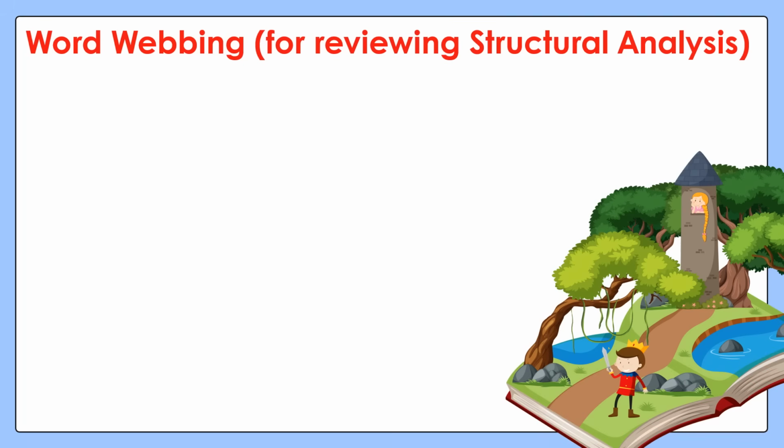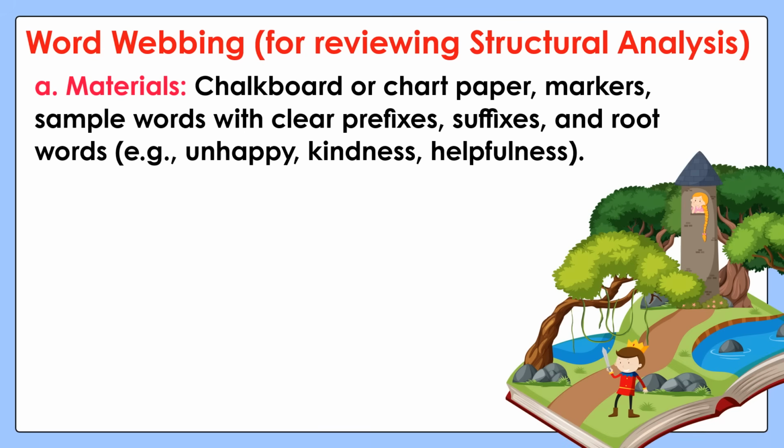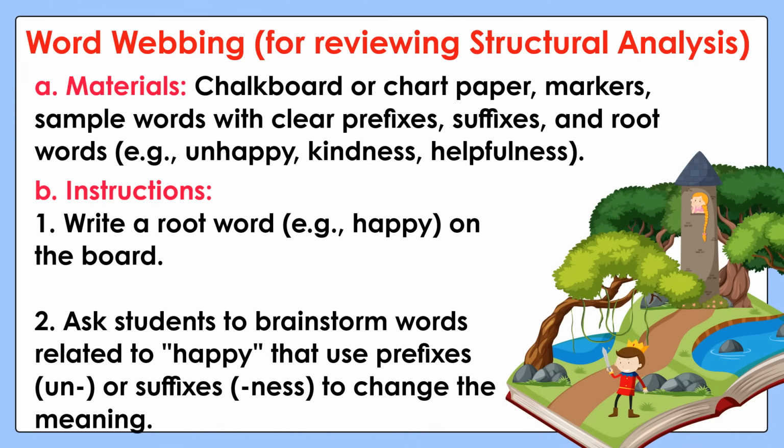Word webbing for reviewing structural analysis. Materials: chalkboard or chart paper, markers, sample words with clear prefixes, suffixes, and root words. Example: unhappy, kindness, helpful. Instructions: first, write a root word, example happy, on the board.